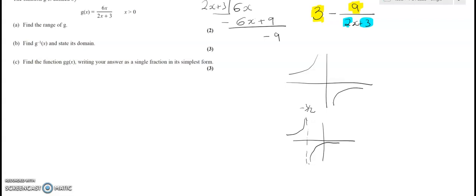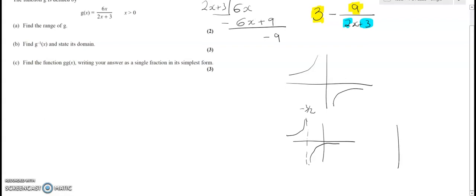Okay. Then let's think about the vertical transformations. So it's been timesed by 9, which we know makes minimal difference to the graph, and then it's been shifted up by 3. And so the graph ends up looking something like this. So this asymptote is at minus 3 over 2, and this asymptote, because it's been shifted up, is going to be at 3.